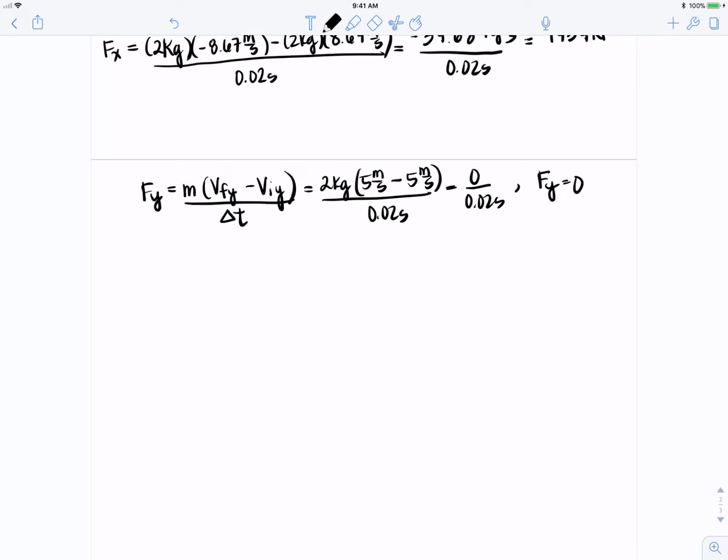So we don't even have to go through the steps of using the Pythagorean theorem to find the total average force, because there only is total average force in the x direction, and that quantity is equal to negative 1,734 newtons.